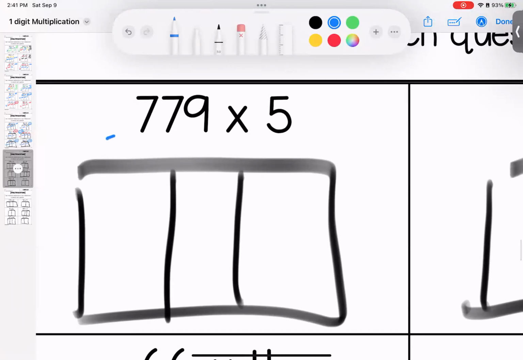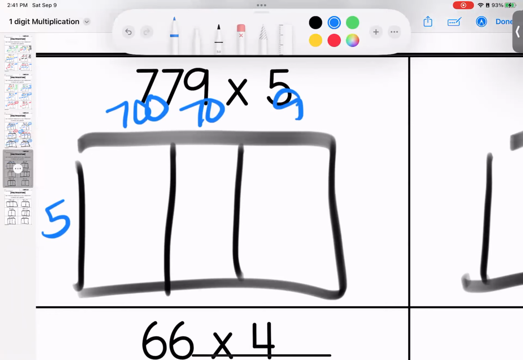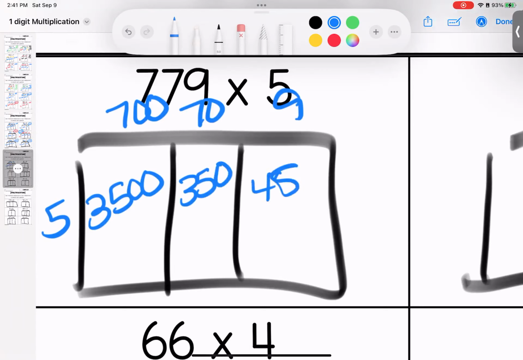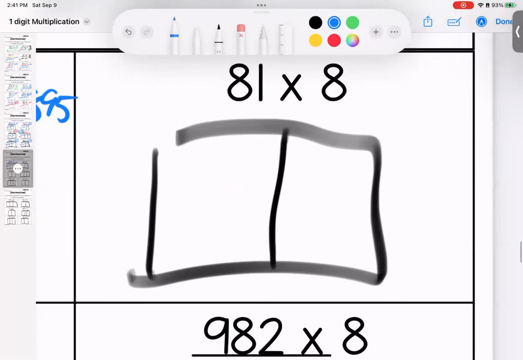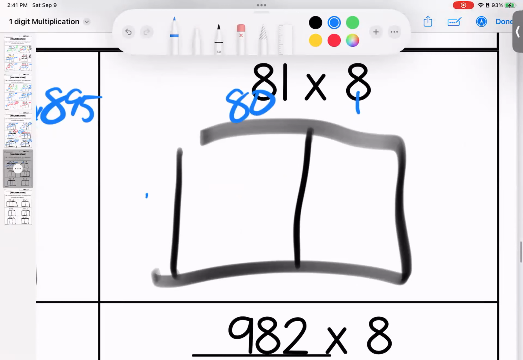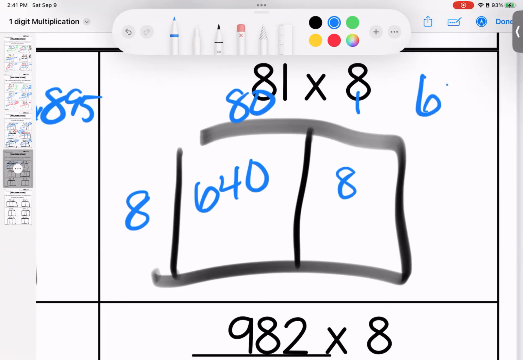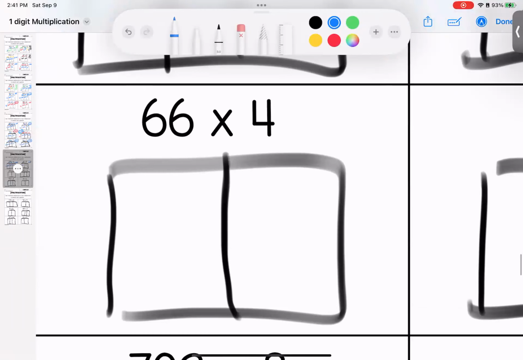All right, on to page 4. 779 times 5. 5 times 7 is 35, 2 zeros. 5 times 7, 35 with a 0. 5 times 9 is 45. 3,500 plus 350 plus 45, 3,895. Over here, 80 and 1 times 8. 8 times 8 is 64, 1 zero. 8 times 1 is 8. 648.